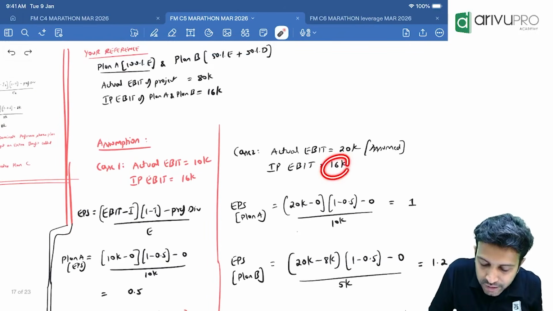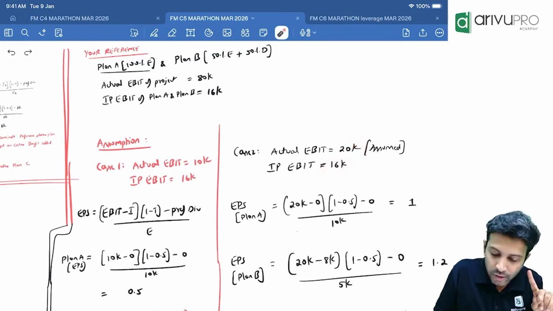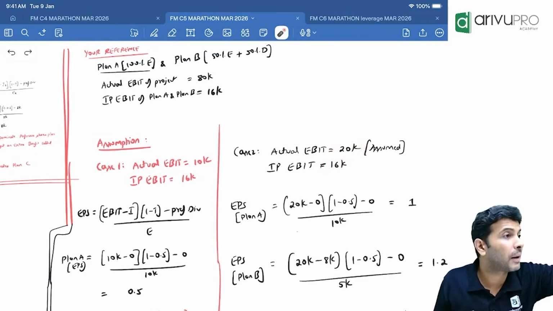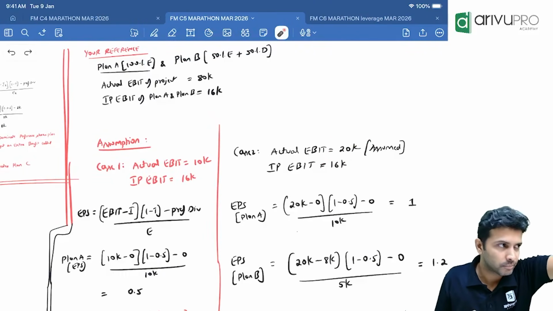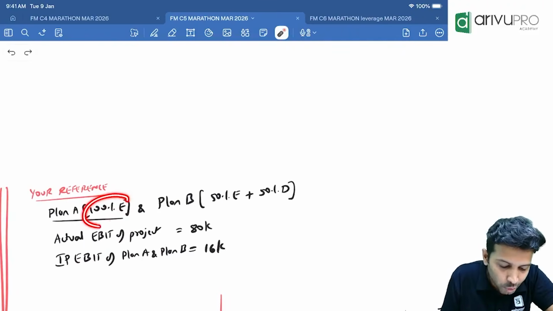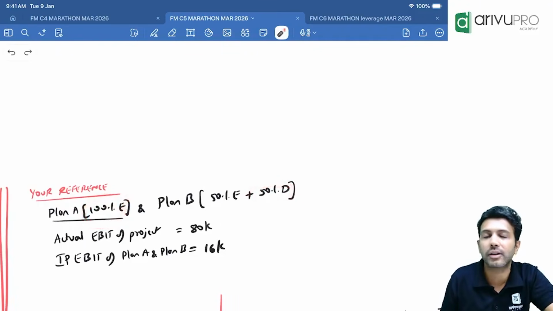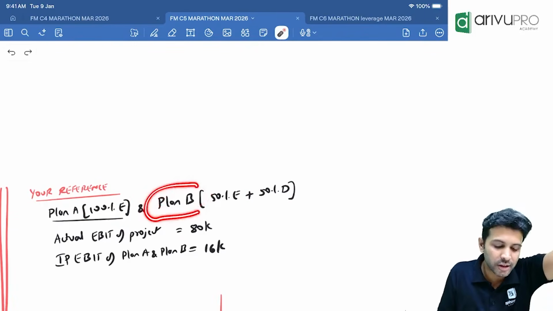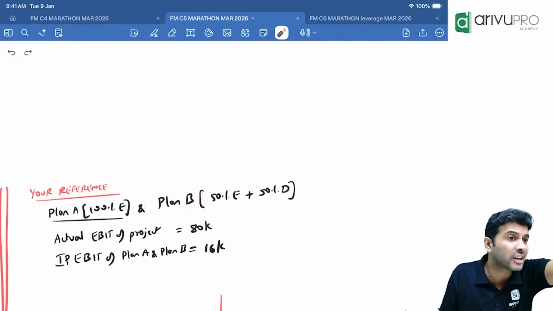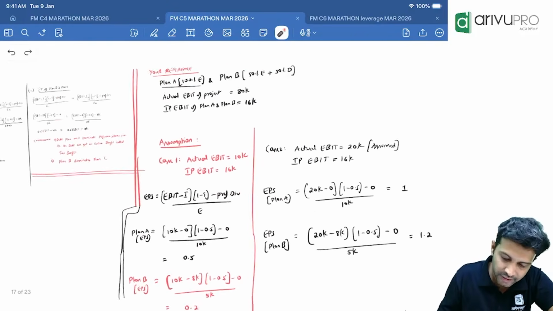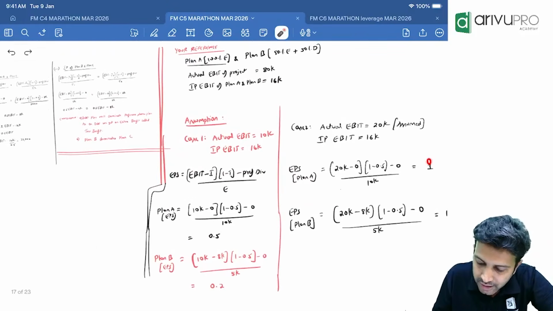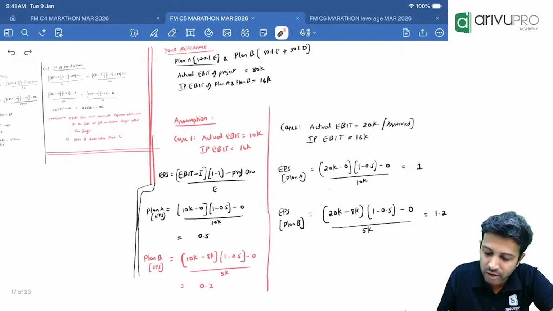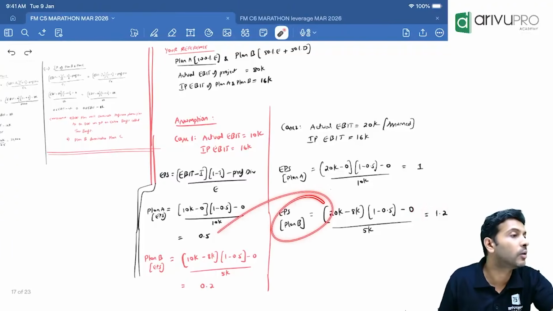Now you are below indifference point or above? When you are above indifference point, you will select that plan which uses higher debt because that will lead to higher EPS. Now, this has 0% debt. This has 50% debt. Which is using more debt? Plan B. Above indifference point, theory says you should select plan B because it gives higher EPS. Practically, did it work out? See, plan A's EPS was 1. Plan B's EPS was 1.2. So, obviously, you will have to select plan B.